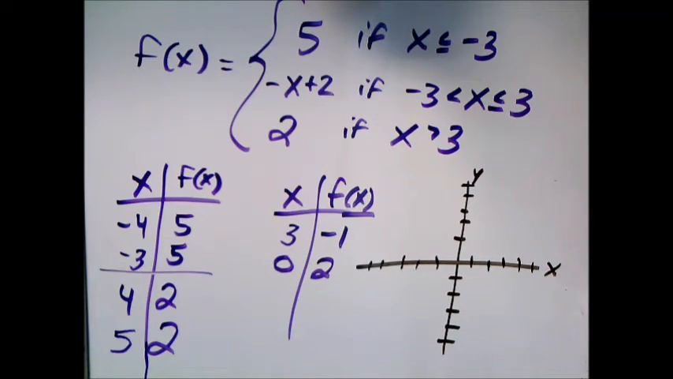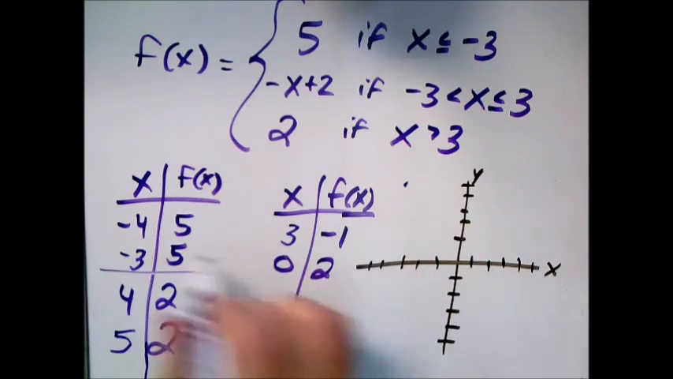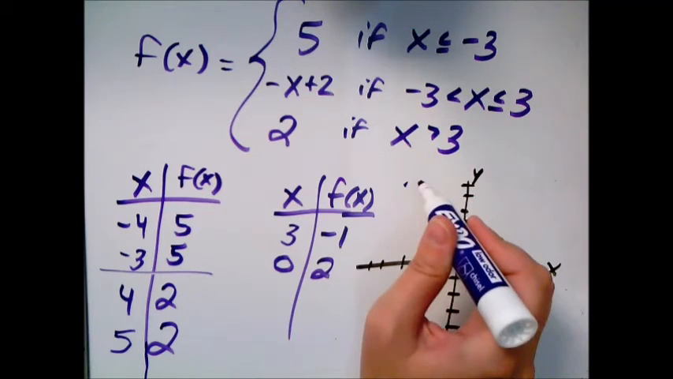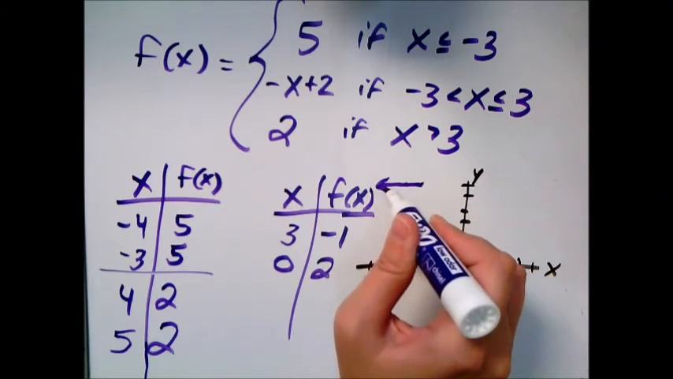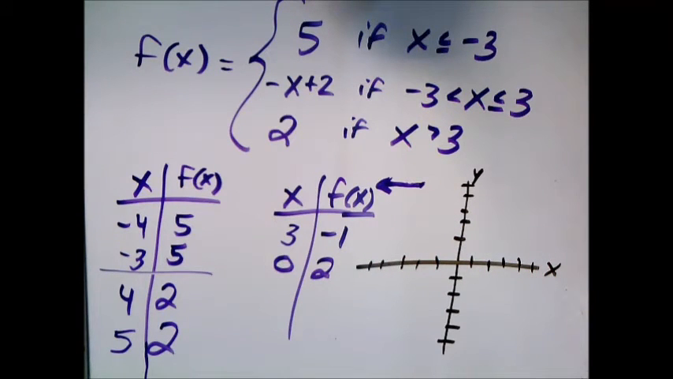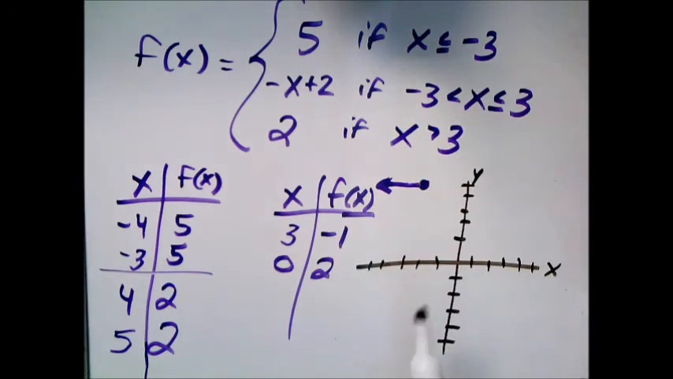Okay, so my first group, I get negative 4, 5, so back 4 and up 5. I get negative 3, 5, so back 3, up 5. And notice negative 3 is the borderline of that, so I can only go up to that point. Any numbers that are less than negative 3 all have outputs of 5, so that makes it a horizontal line. All right, then let's look at this one. Also notice it's going to be a horizontal line because it's f of x equals 2. Notice this is a filled-in circle too, because negative 3 is included in this. This one I get points like 4, 2, and 5, 2.